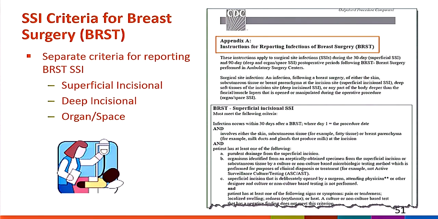As mentioned earlier, there is a separate set of criteria for reporting breast SSIs. It is included in the appendix of the protocol, and you'll notice that all three levels of tissue infection are identified: superficial incisional, deep incisional, and organ space.